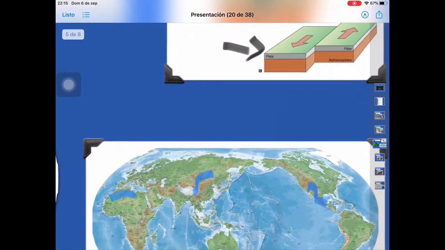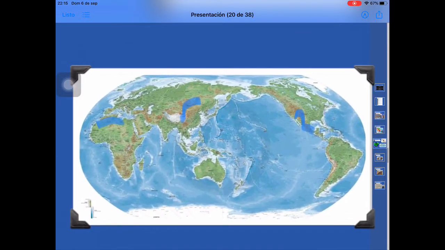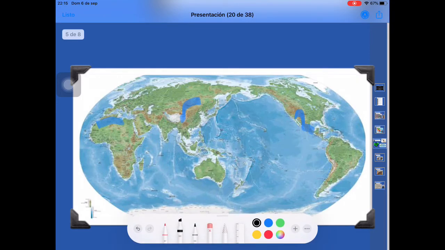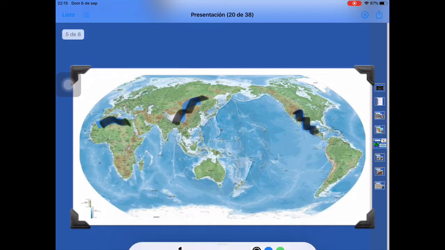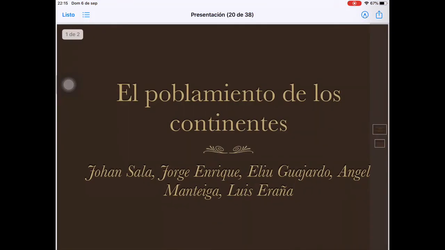So over here we can think that in all these blue spaces that are being formed now by the divergence, so by the plates moving away from each other, they are going to leave some evidence that they were once united together, and those evidences are going to be mountains.